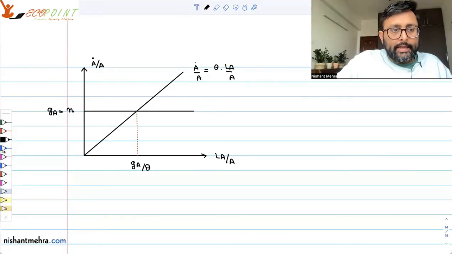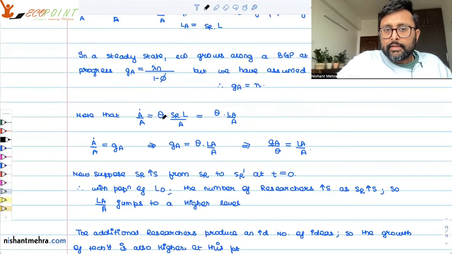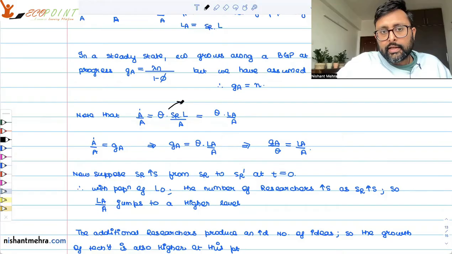Okay. At time period 0, what happens is that, and this GA by theta, of course, you can write that as theta SRL upon A. You can write this A dot by A is nothing but GA. You can write this thing as theta SRL by A, or you can also write this as, of course, theta SRL upon A only.